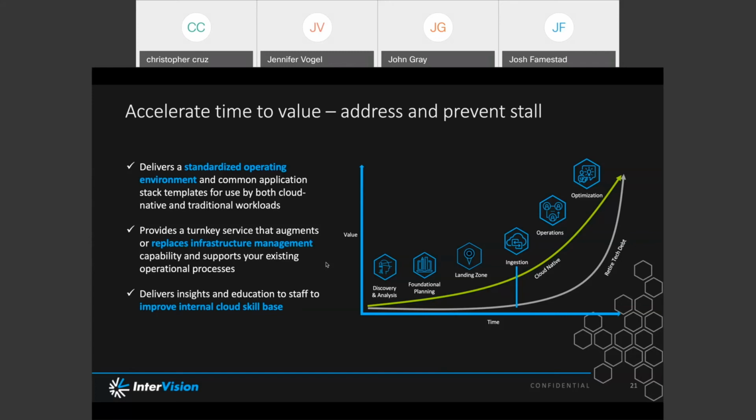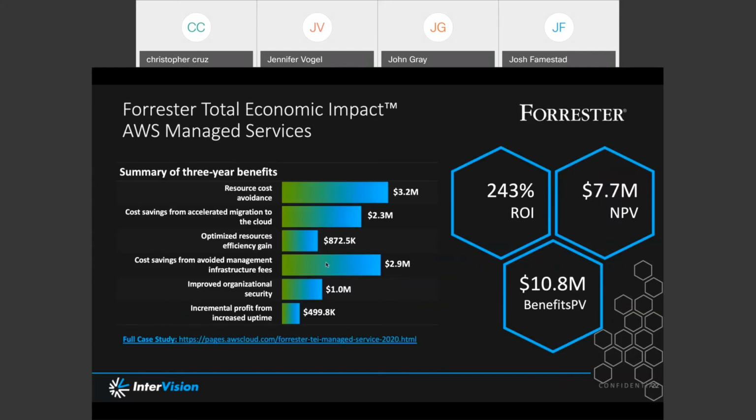So some really good numbers coming back. Forrester has done research around the implementation of AWS Managed Services. Companies are seeing tremendous ROI, all kinds of positive money savings and improved security across the board. There are good reasons to do this.